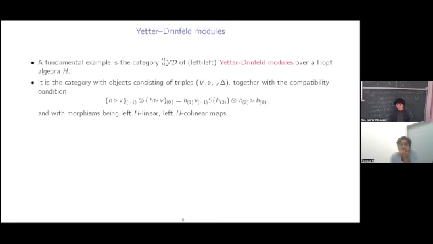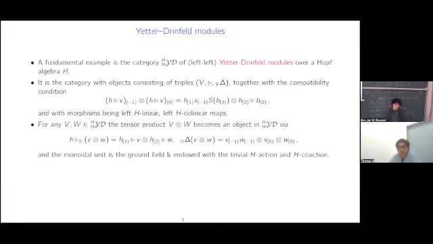Then, a fundamental example that we will start to understand is again the one of Yetter-Drinfeld modules, in particular left-left Yetter-Drinfeld modules over a Hopf algebra. So we have a category where objects are triples, where V is a vector space, then we have an action, and then we have a coaction. And these things have to intertwine in such a way that this relation that you have here is satisfied. So basically, you first act, you then coact, and this is the property that has to hold. And in particular, you also want morphisms to be left H-linear and left H-colinear.